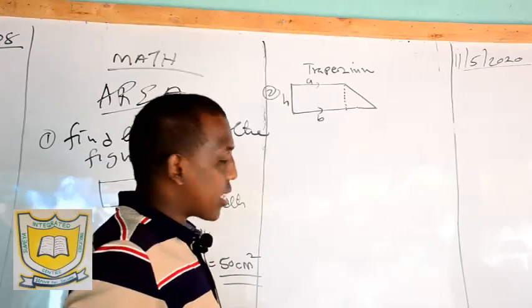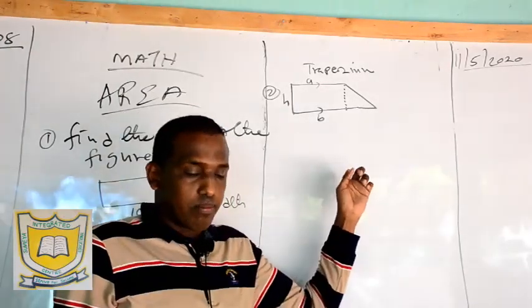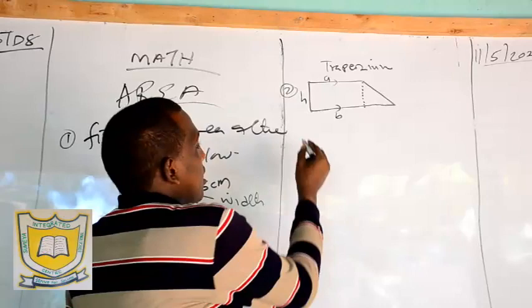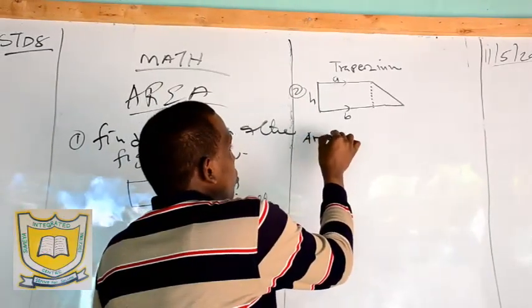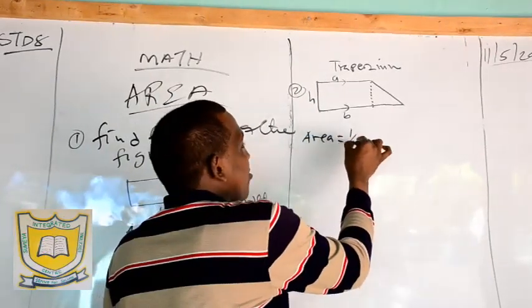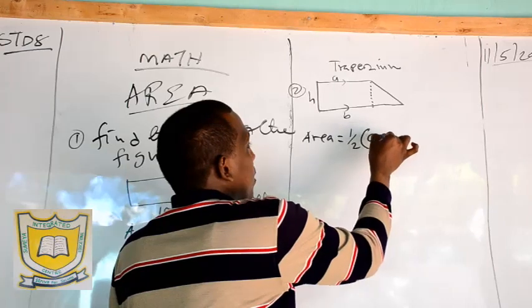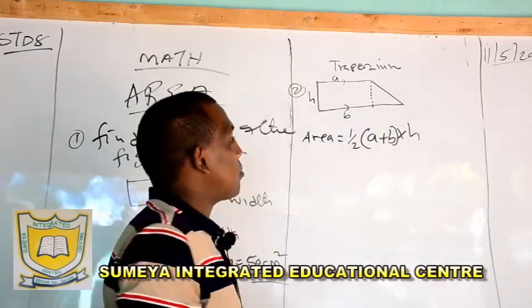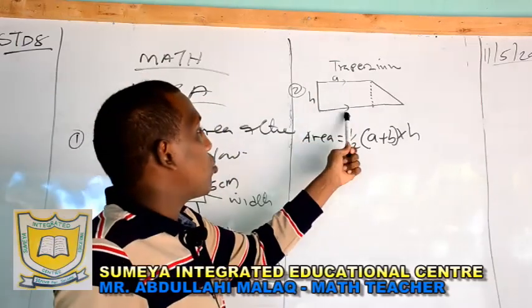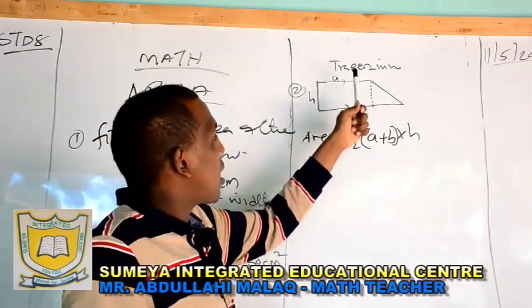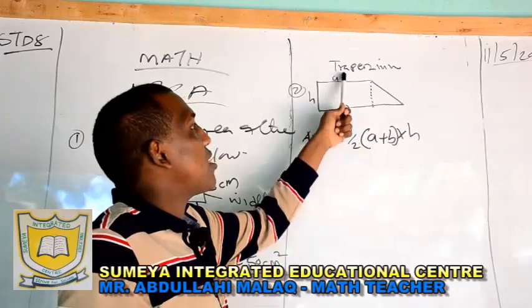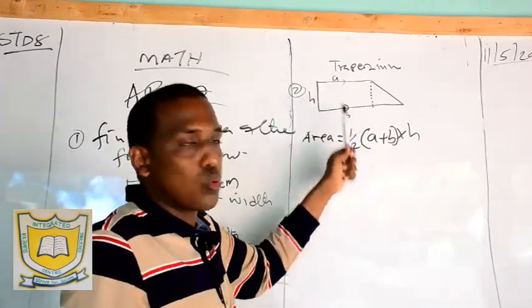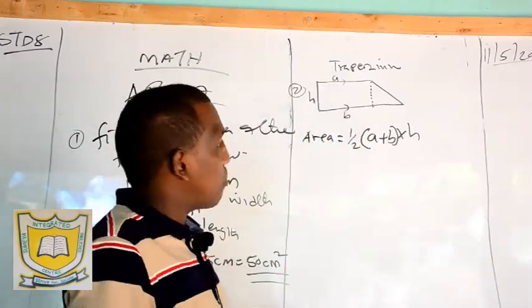So when I want to get now the area of the trapezium, the formula is: area of trapezium is equal to a half into bracket A plus B into bracket times H. So what it means now, you add this line and this line, then you divide it by 2. You get the half of the sum of these two lines. Then you multiply it by the height.